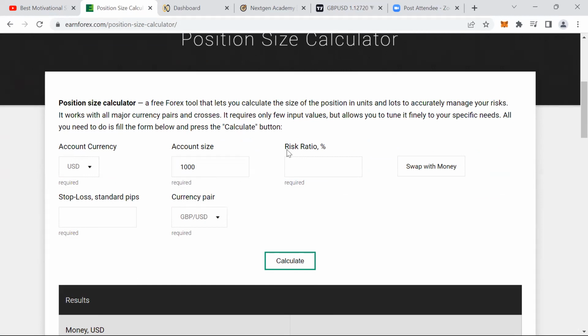Now the instruction is don't risk more than 1%. So the risk ratio percentage is 1. That's the maximum you can take in a trade. Our stop loss is 45. We are trading GBP USD.